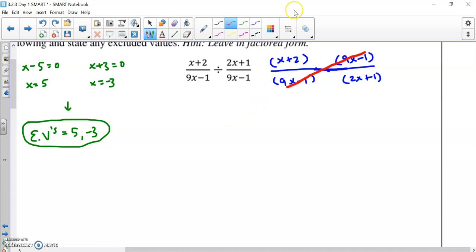Oh my goodness, I got a really fat marker here. All right, x plus 2 over 2x minus 1.